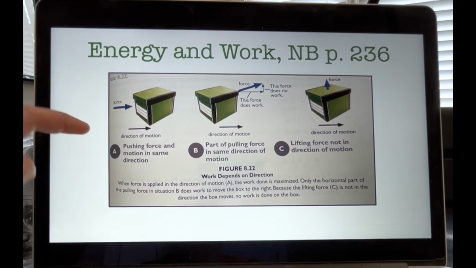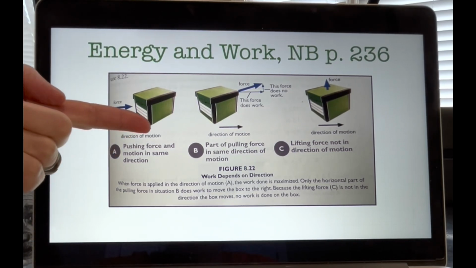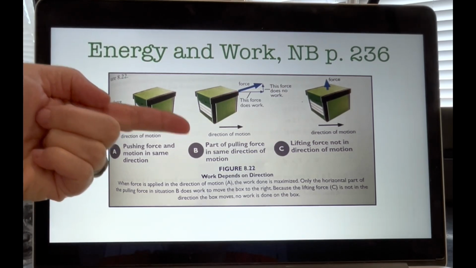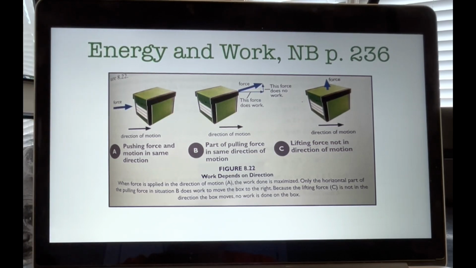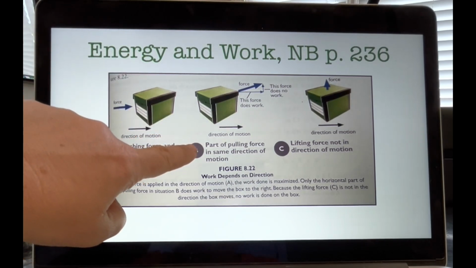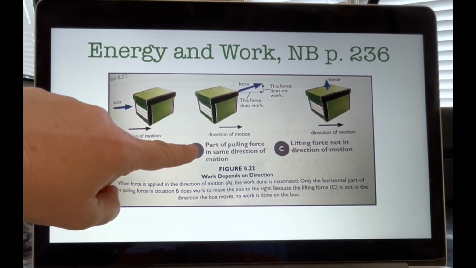All right, so let's really study this one. In step A, we have the direction of motion. So the box is going this way. The force is also going this way. So when force is applied in the direction of motion, the work done is maximized. All right, now B, part of pulling force in same direction of motion.